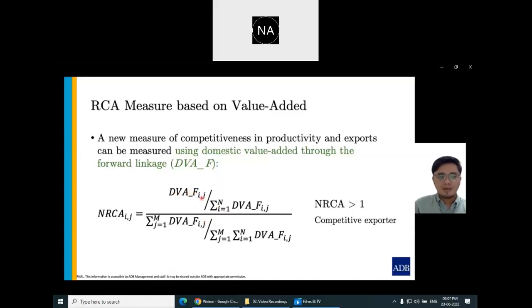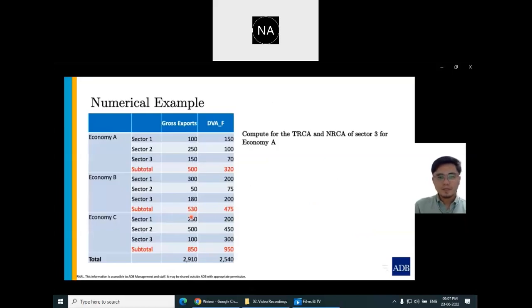So instead of using gross exports, we now use DVA_F in calculating the new revealed comparative advantage index. Same as before, if the NRCA is greater than 1, we say that an economy is a competitive exporter of a particular sector.